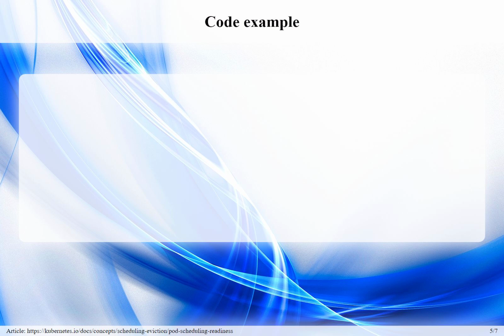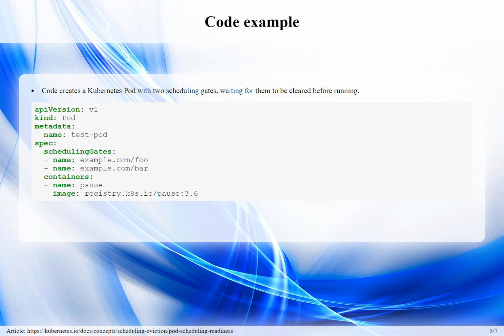Code example. This code defines a Kubernetes pod named test-pod with two scheduling gates named example.com/foo and example.com/bar. It contains a single container named pause that uses the image registry.k8s.io/pause:3.6 to run. The pod will not be scheduled until the scheduling gates are cleared.